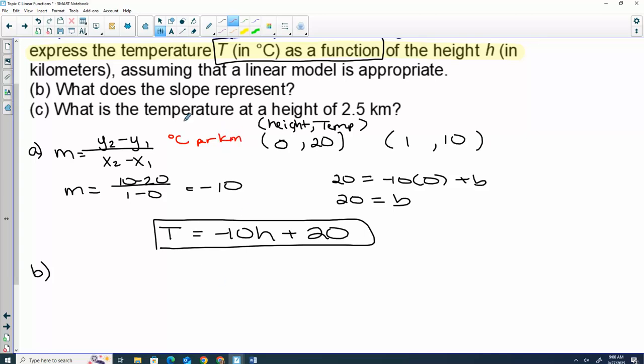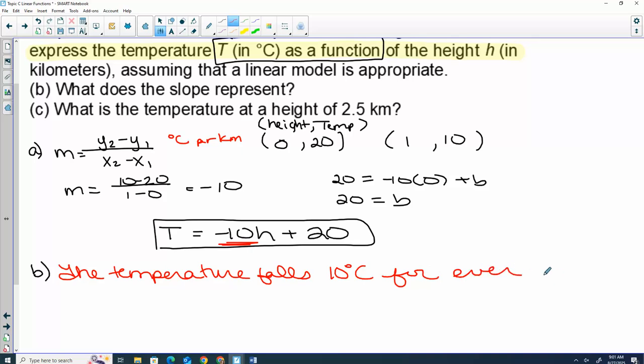Okay. So it's asking us to interpret. So we need units. We also need to use the slope number. So negative 10. What does a negative tell me? So it's falling, negative 10 degrees Celsius per kilometer. So the temperature falls 10 degrees Celsius for every kilometer the height increases.